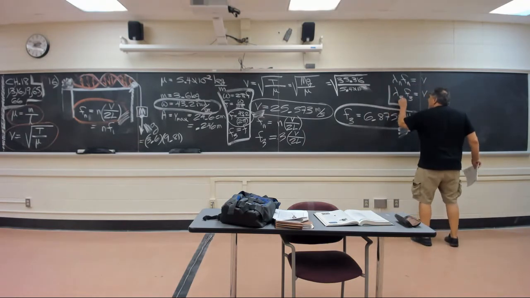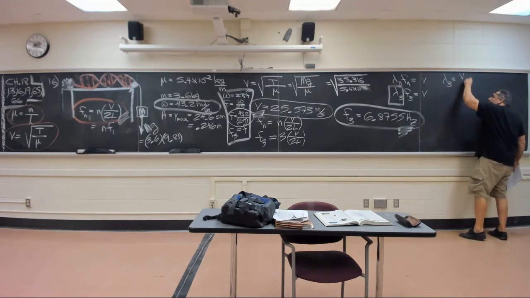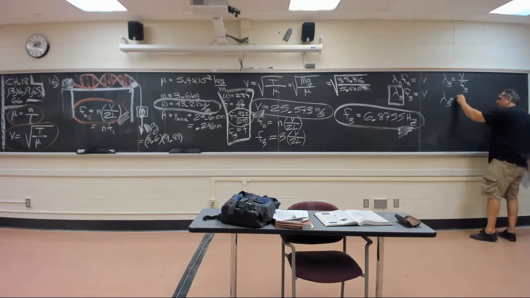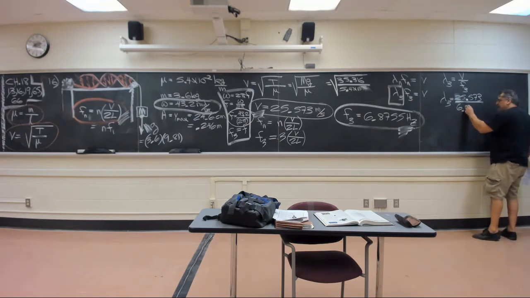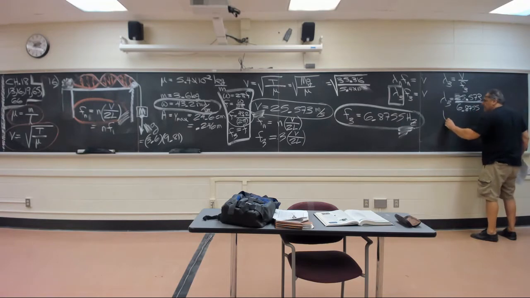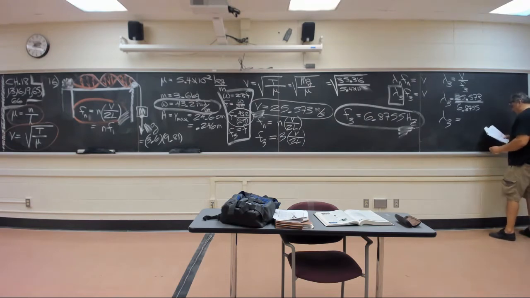Because now we're going to use that to find λ3. λ3 is going to equal V over f3. λ3 is going to equal 25.573 divided by 6.875. Pretty interesting stuff. That's going to be 3.72 meters. You're still not done. That's the wavelength.